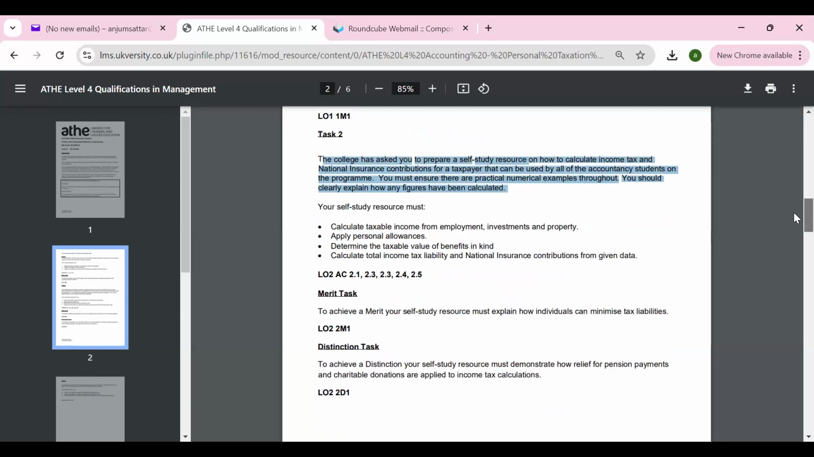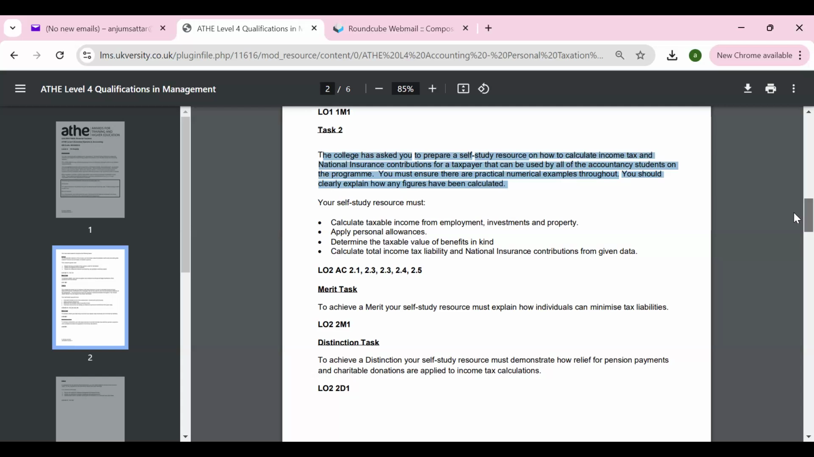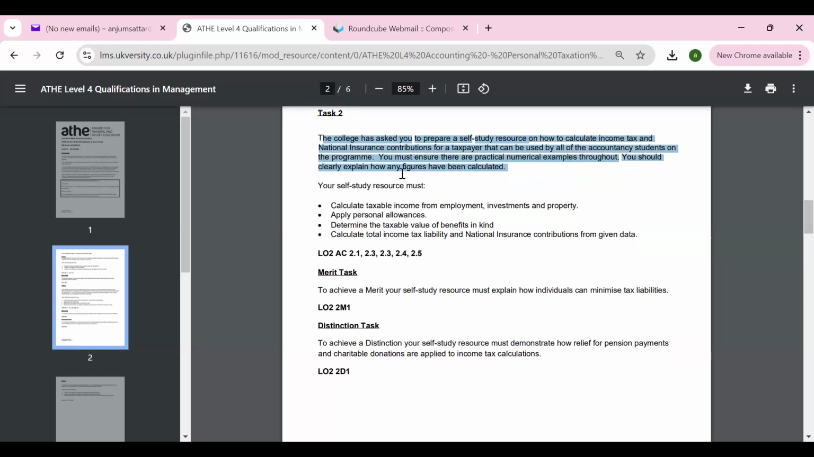So be careful. Okay, so your self-study resources must calculate the taxable income from employment, investment, and property. So we can look at the personal allowance, which we are all aware of, 12,570. Determine the taxable value of the benefit in kind. It can be any example of a benefit in kind, like a company car or any other benefit in kind. Calculate the income tax liability and national insurance contribution. So please, we can pick these examples. I'll show you in the handouts in a minute.